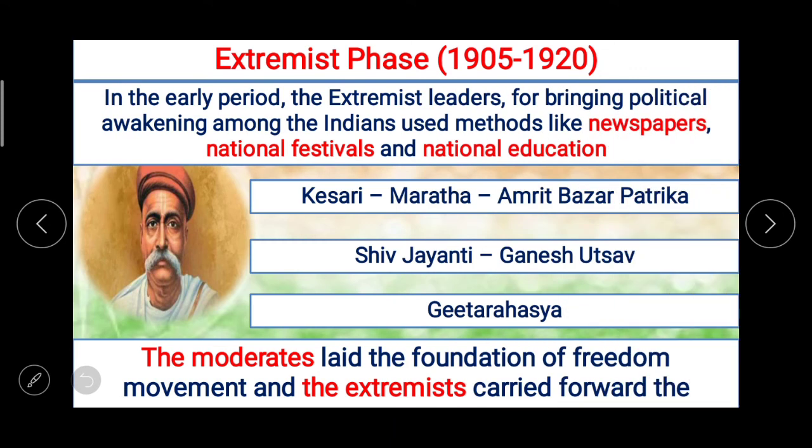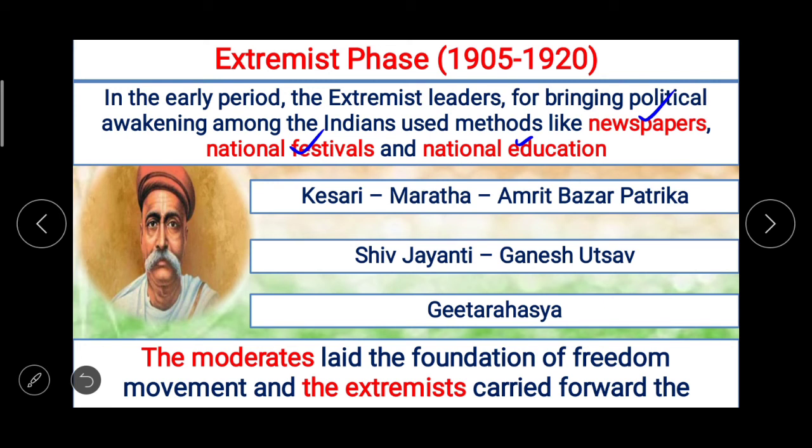In the early period, the extremist leaders, for bringing political awakening among the Indians, used methods like newspapers, national festivals and national education. So in this, newspapers through which Lokmanya Tilak made severe criticism on the suppressive policy of the British, and in Bengal province, Amrit Bazar Patrika was a mouthpiece of extremist ideology. But then Tilak started organizing of Shiv Jayanti and Ganesh Utsav for political reasons. If people come together, then government will ban them.